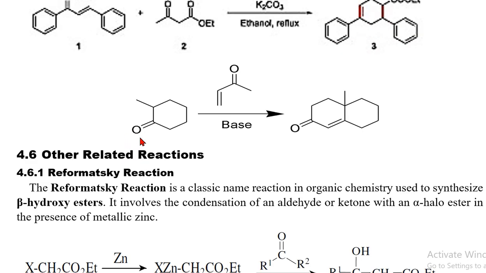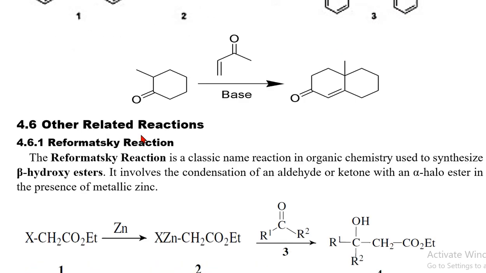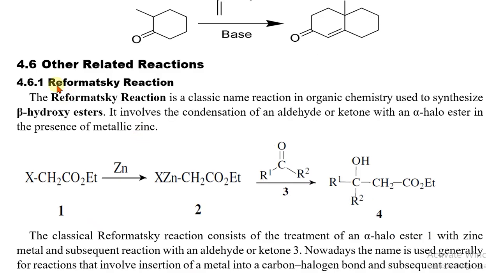So another related reaction here is the Reformatsky reaction. The Reformatsky reaction is a classical organic reaction used to synthesize beta hydroxy esters. It involves the condensation of an aldehyde or ketone with what? With an alpha halo ester, in the presence of metallic zinc, by using zinc.